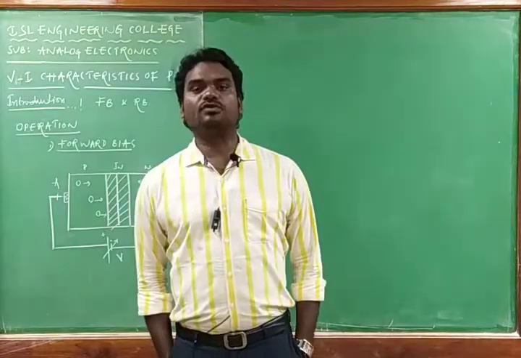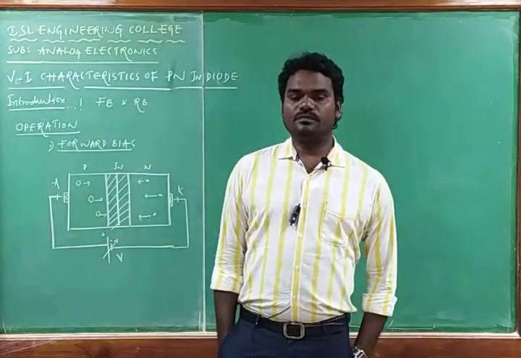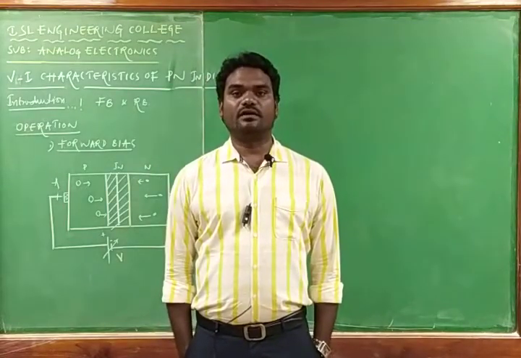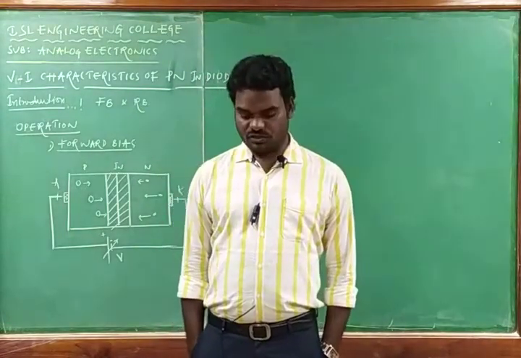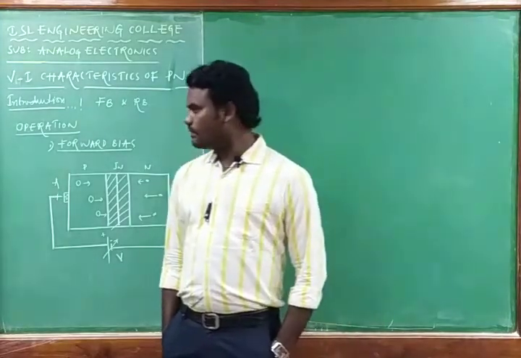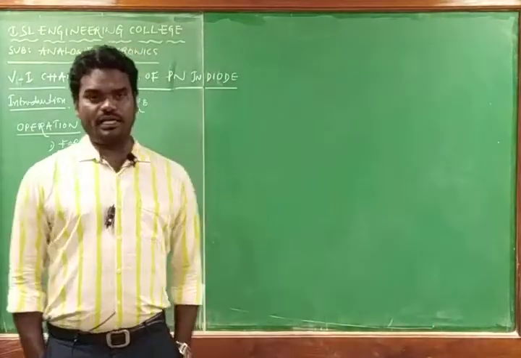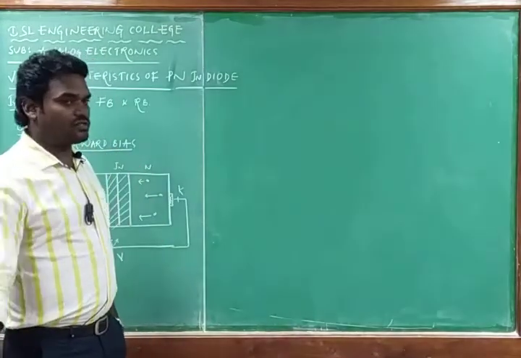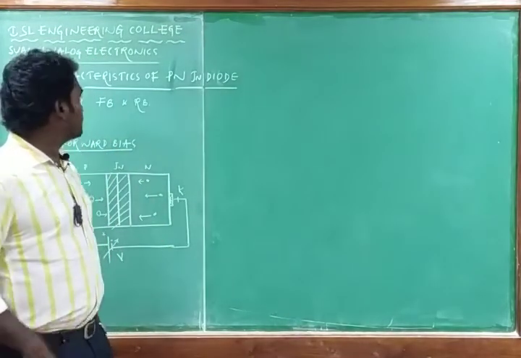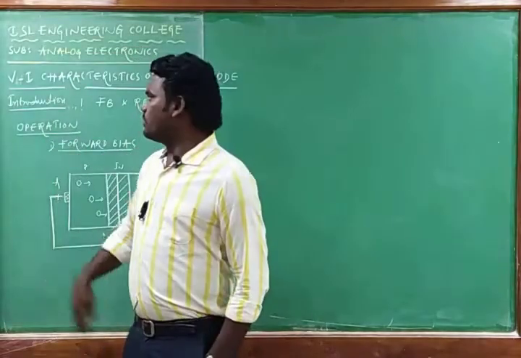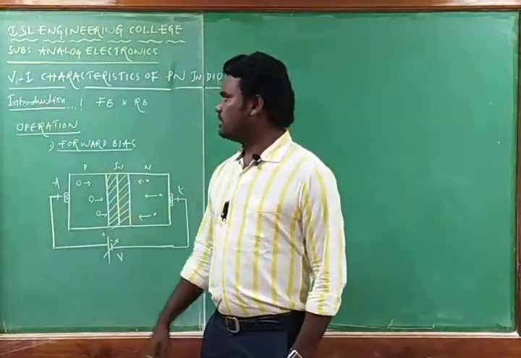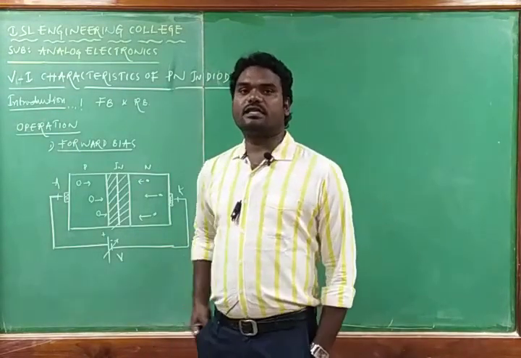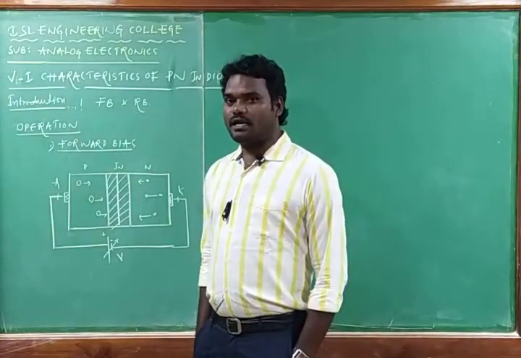In this class, I am going to continue the topic which we have discussed in the previous class, that is VI characteristics of PN junction diode. So now we are going to study a very important topic in the entire first unit, called VI characteristics of PN junction diode. V stands for voltage, I stands for current, and VI characteristics are nothing but voltage and current characteristics.